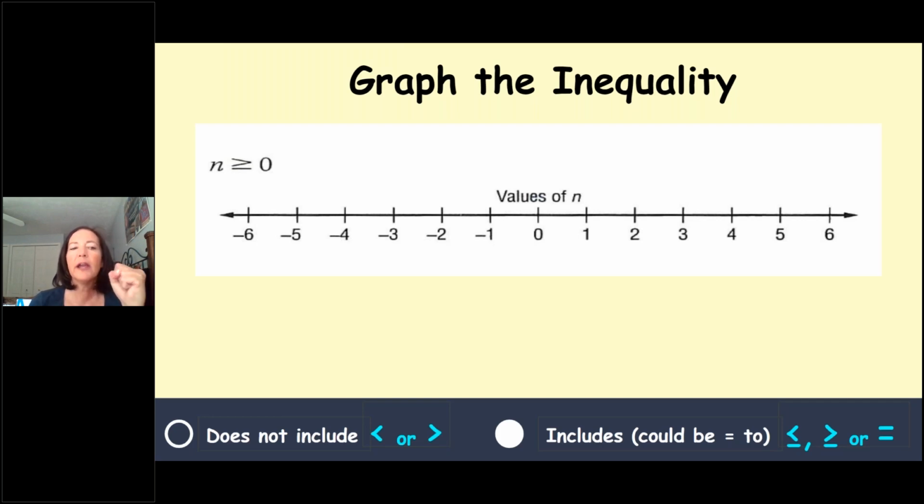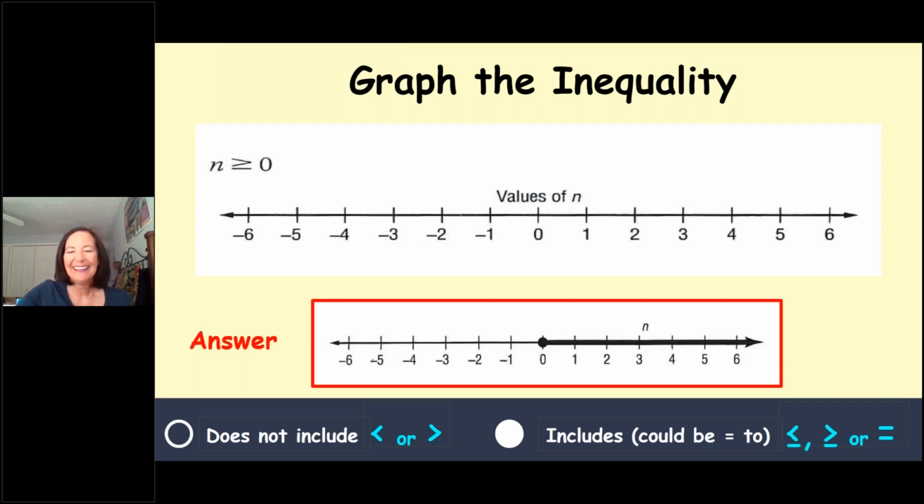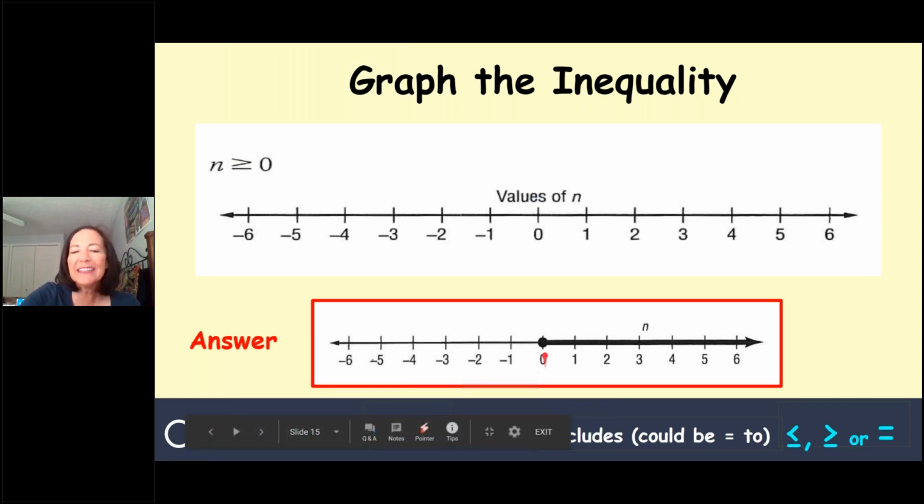So if n is greater than or equal to 0, will my arrow be going to the right or will my arrow be going to the left? It will be going to the right. No, it will be going to the left. Oh, go back to what you said before. Hey, so I was right. It will go to the right. Yes, you were right. It goes to the right. Okay, closed dot on the 0. And it says n is greater than, or I'll say bigger than 0. Well, the values larger than 0 are to the right.